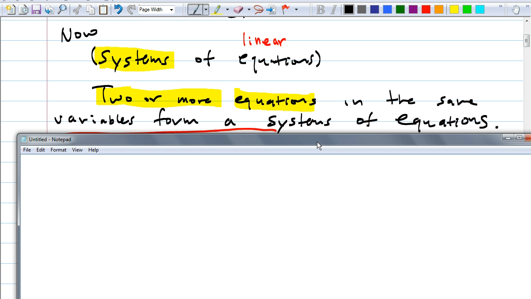By the way, what do you think it means when I say two or more equations with the same variables? It really means nothing difficult. If one equation has x and y, the other equation is going to use x and y. It's not going to use a, b. You know what I mean? That's what I mean.